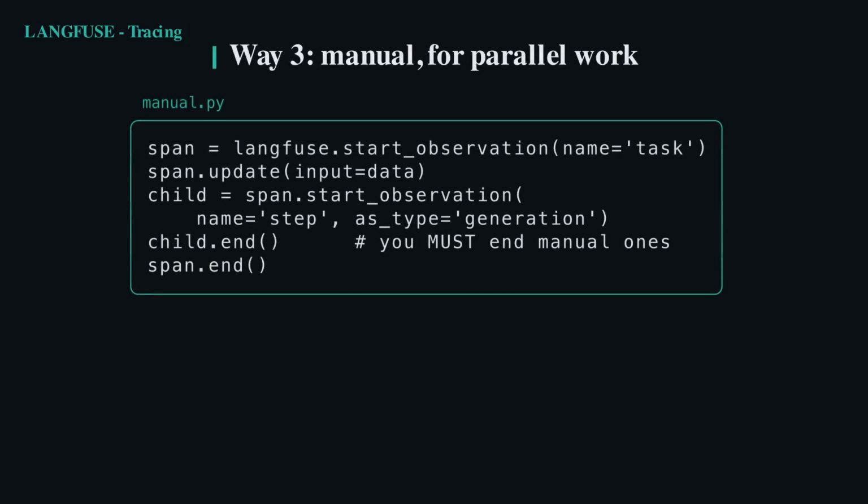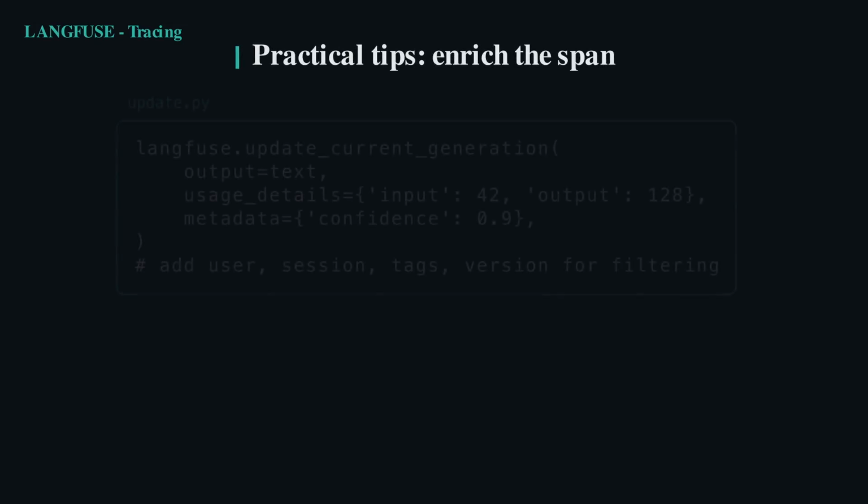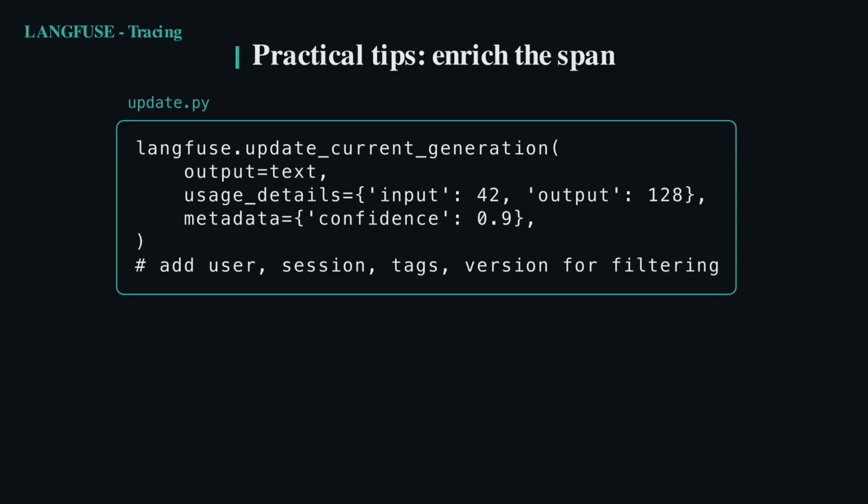For background or parallel tasks, create observations manually. These do not change the active context, so remember the rule. If you start it by hand, you must call end or it never shows up. Update the current observation to attach outputs, token usage, and metadata as you go. Add a user ID, a session ID, tags, and a version, and everyone becomes a filter and a metric in the dashboard later.